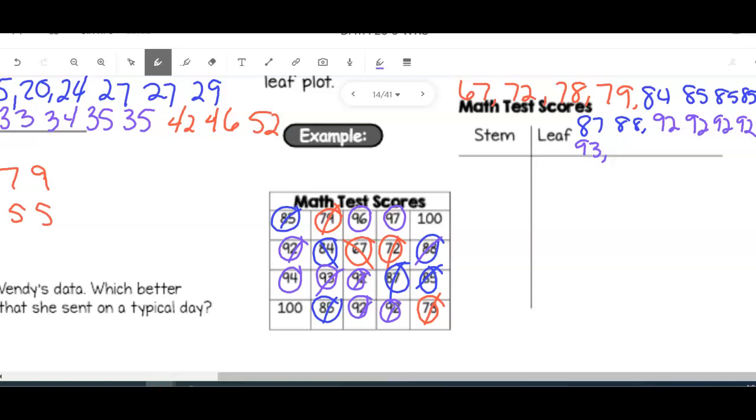I've got a 94. A 96. And a 97. Okay. And last but not least, I also have 200s. So I'm just going to write them right here, 200s. So now I've got my numbers all ordered from least to greatest. That makes this a lot easier.